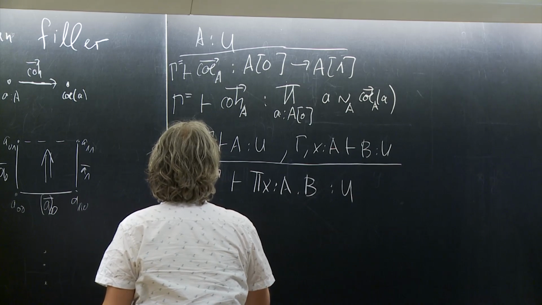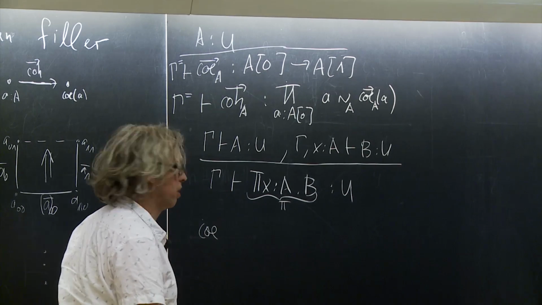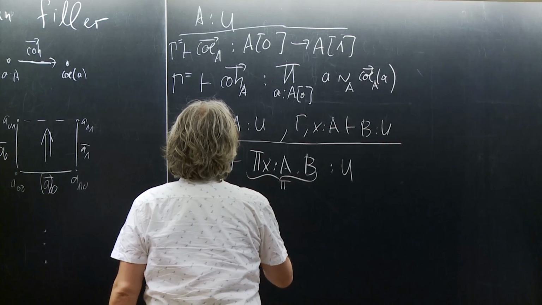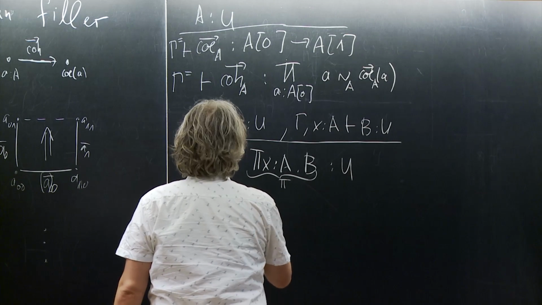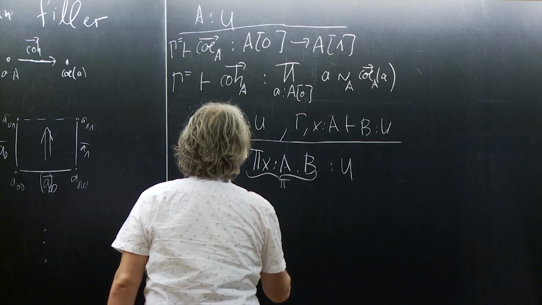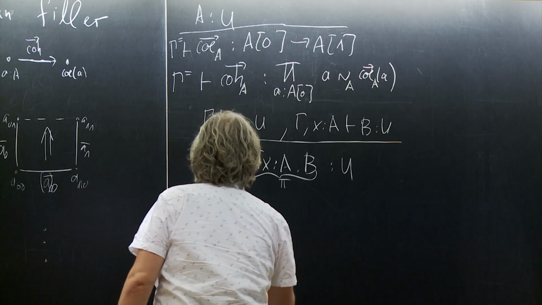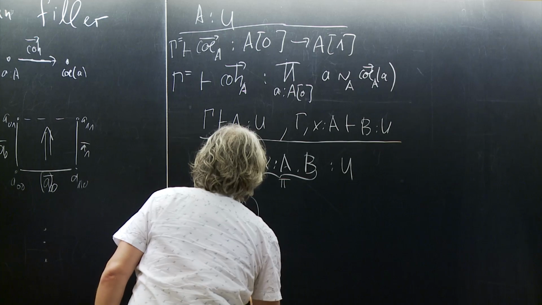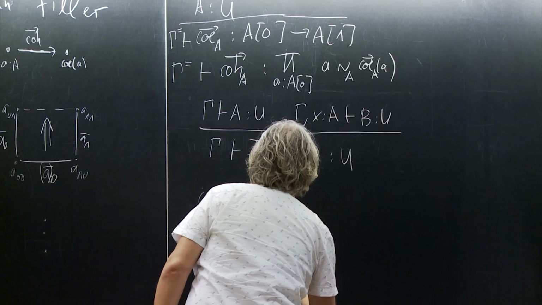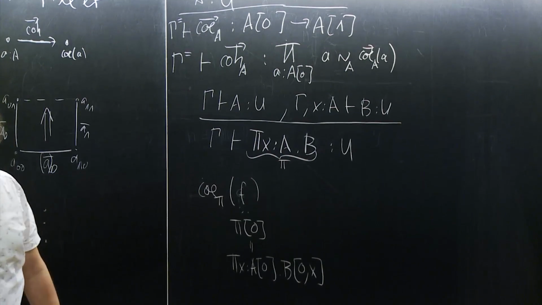So coe, let's just write, I'm just writing pi for this type. So coe pi of an element f, which is pi x colon A0, B0 comma x. Right, we had this before.